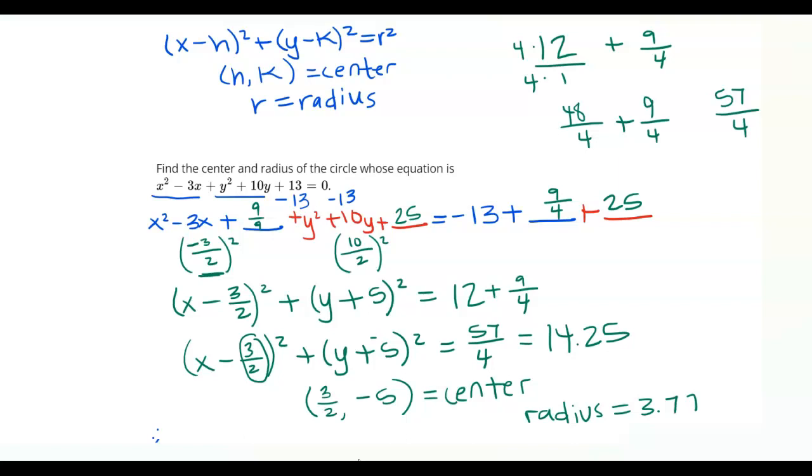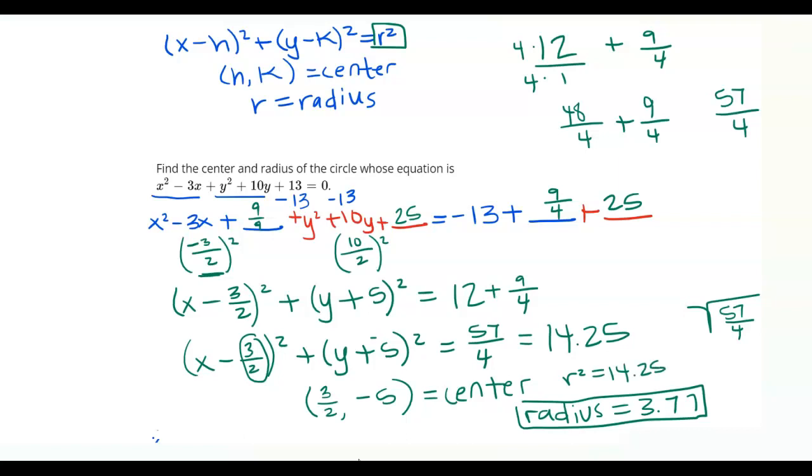Maybe you have a problem that specifies it needs to be written as an exact answer, which typically means you don't use a decimal. Let me back up to make sure we're on the same page. Notice it's r squared in the equation, and we need to find the radius. If this is r squared, to find r we need to take the square root of both sides. That's why we got 3.77.